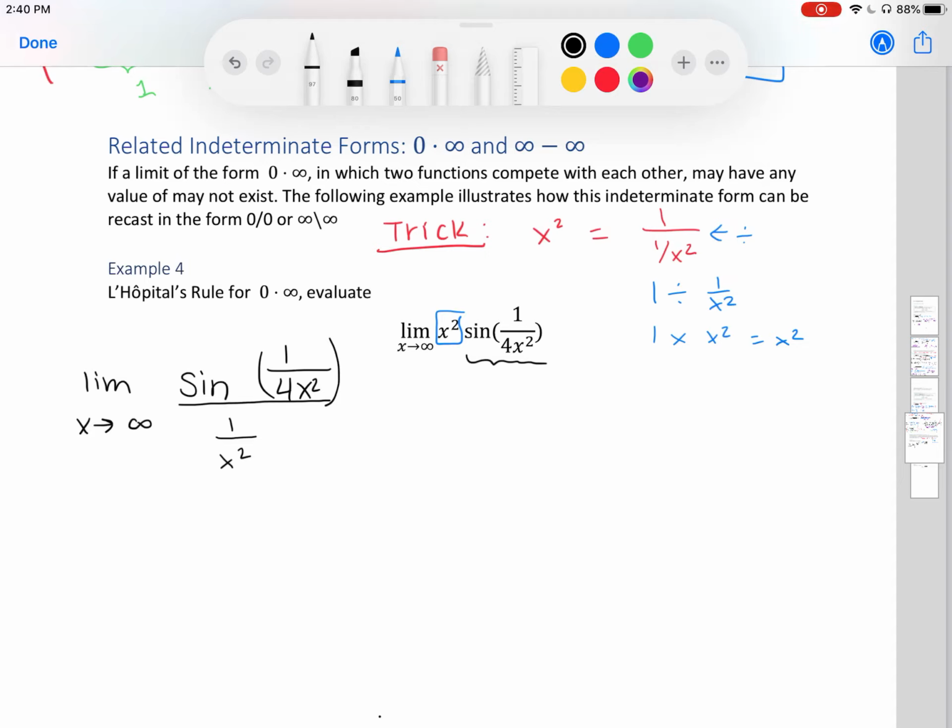Okay, now I can apply L'Hopital's. For the sake of making the process of finding the derivative a bit easier, let me rewrite that denominator. So I'm just rewriting it. I have the limit as x approaches infinity, and let's rewrite my denominator so that it's x to the negative 2 power. All right, my numerator is still the same. I didn't do anything. I just took the time to rewrite it. Okay, now we can apply L'Hopital's rule.